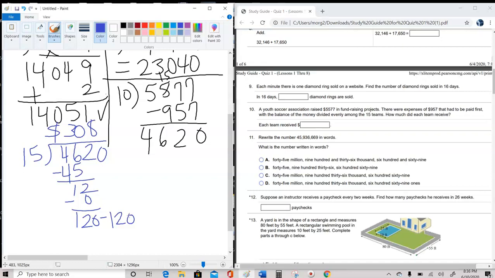Question 11. The correct answer is 45,936,669. Be careful, don't choose A by mistake. A is not the right answer because it contains the word and a couple of times. And is reserved, it represents a decimal point.